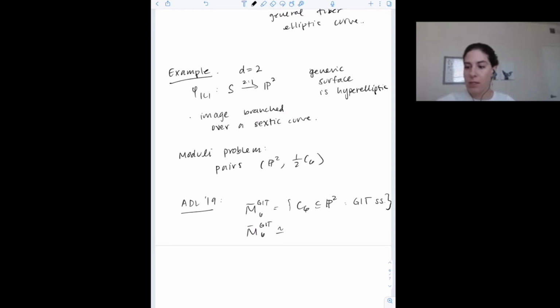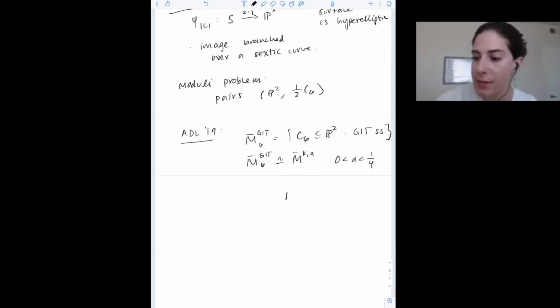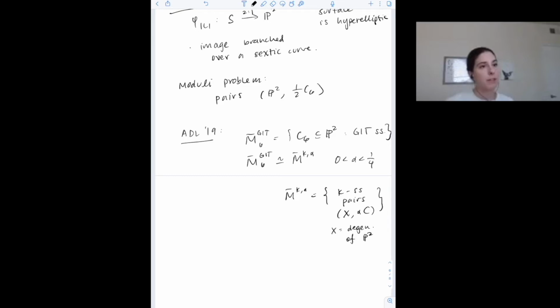And in fact, as long as the coefficient of the curve is sufficiently small, this GIT moduli space is the same as the K-moduli space, where this K-moduli space is parameterizing K-semistable, or perhaps polystable if I'm really talking about the moduli space, pairs (X, αC), where X is a degeneration of P2 and C is a curve in the appropriate anti-canonical linear system.